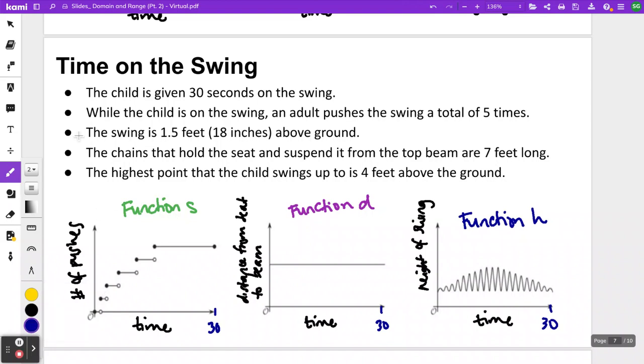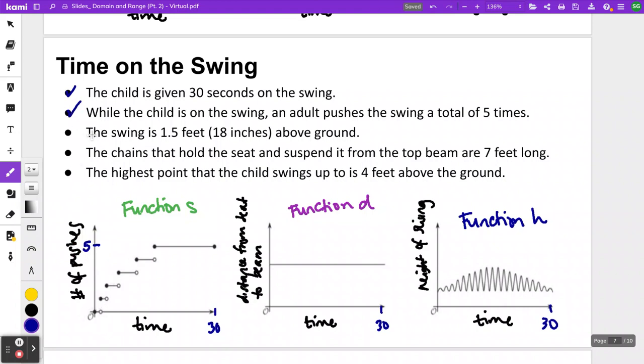For this next bullet point here, we've got when the child is on the swing, an adult pushes the swing a total of 5 times. Since we're talking about how many pushes the child's getting on the swing, I know I'm talking about function S, this first graph here. And that 5 times is something we already kind of figured out looking at this. But I know that this top one right here, that's our total, our maximum. And so that is going to be at the number 5. You could have also labeled 1, 2, 3, and 4 if you want.